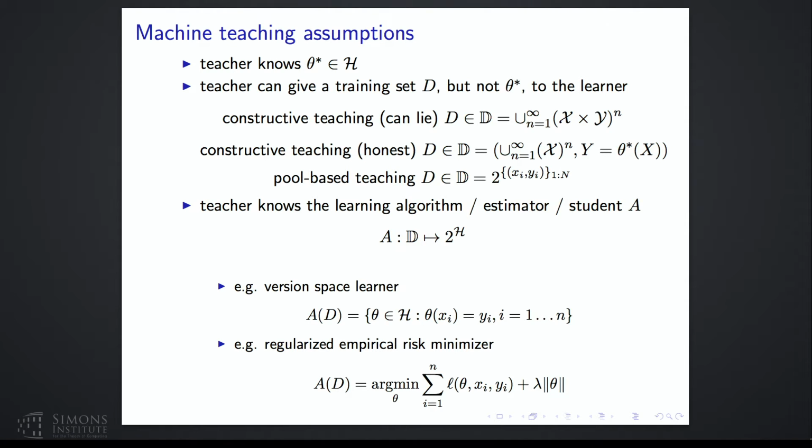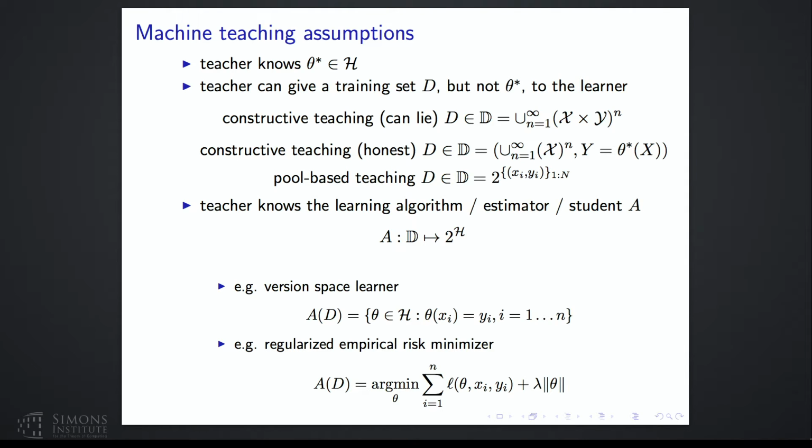hypotheses that are consistent with the training set D. Or this one may be more familiar to people in modern machine learning. Given a data set, the learner simply runs regularized risk minimization for some loss function L, and there is some regularizer that may depend on a norm. And in this case, argmin returns the set of minimizers. So these are very strong assumptions, but it helps us to set up the problem.